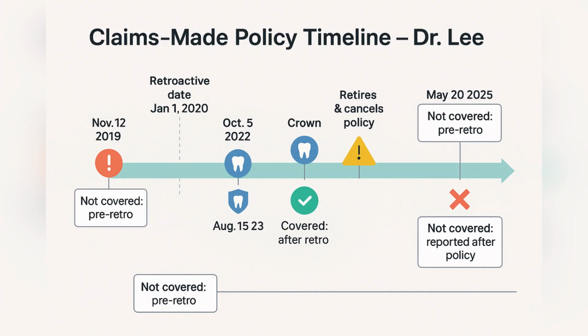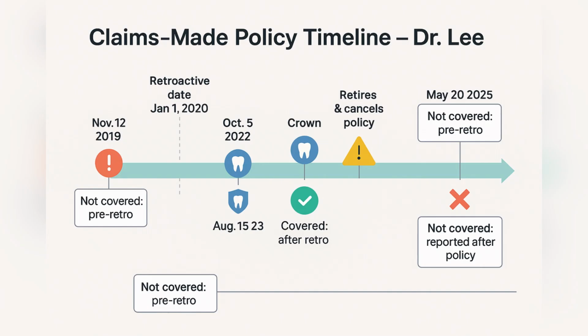Dr. Lee decides to retire at the end of 2023 and cancels her claims-made policy without purchasing any tail coverage. Fast forward to May 20th of 2025, the patient who received the root canal treatment back in 2021 files a lawsuit. This time, Dr. Lee isn't covered. Even though the procedure was after the retroactive date, the claim was not reported until after the policy ended, and since she didn't purchase any tail coverage, there is no protection whatsoever. Finally, let's look at one more scenario.